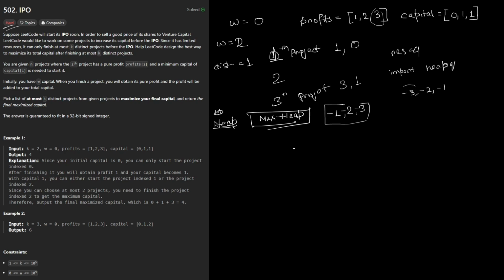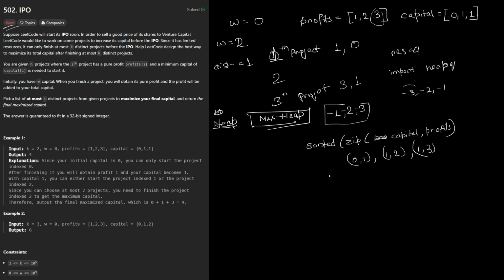Now, if I had to solve this problem, there are a few things that we need to do. One is that we have to do a sorting. So we can say sorted, and I can zip these values, which is capital and profits, which is going to give me the values (0, 1), then (1, 2), and (1, 3).